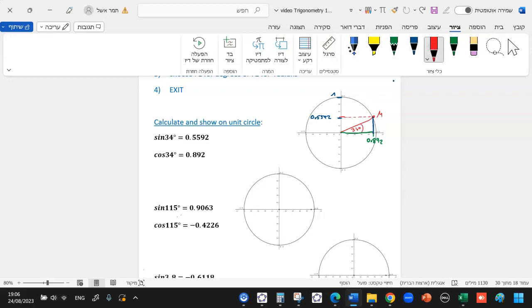Another example is for 115. 115 degrees is somewhere around here. Again, x coordinate and y coordinate. The y coordinate is the sine. This is 0.9063. And the x coordinate is cosine. Notice that here cosine is negative. Cosine and sine can be negative.